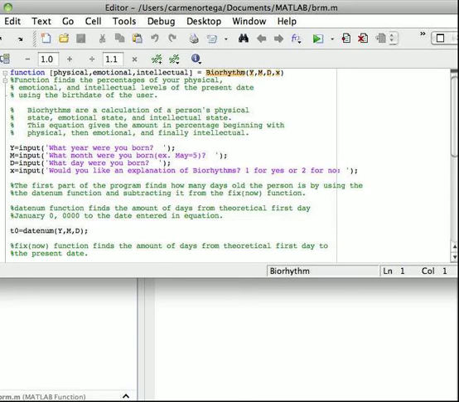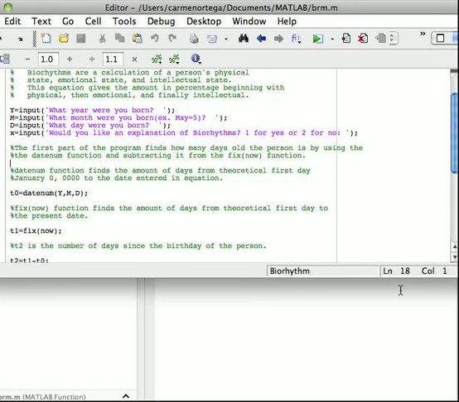The function finds the percentages of your physical, emotional, and intellectual levels of the present date using the birth date of the user. Biorhythms are a calculation of the person's physical state, emotional state, and intellectual state. This equation gives the amount in percentage, beginning with the physical, and then emotional, and finally intellectual. The Y input is the person's year that they were born. The M input is the month that the person was born in number, and the D is the day that the person was born. The X input would be 1 for yes or 2 for no.